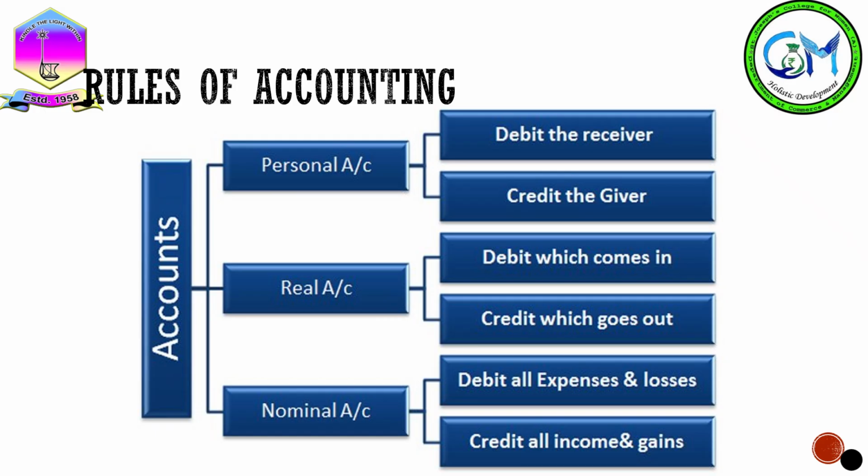These are the golden rules of accounting, or fundamental principles that guide the recording of transactions in the books of accounts. These rules are categorized based on the types of accounts. These accounts are personal account, real account, and nominal account.